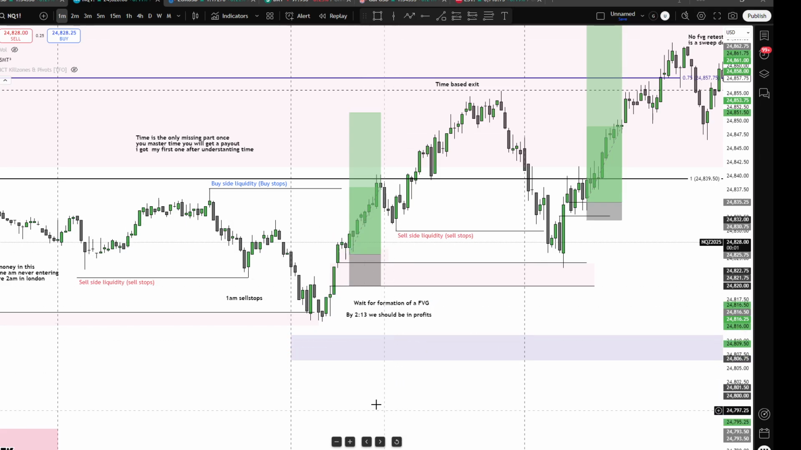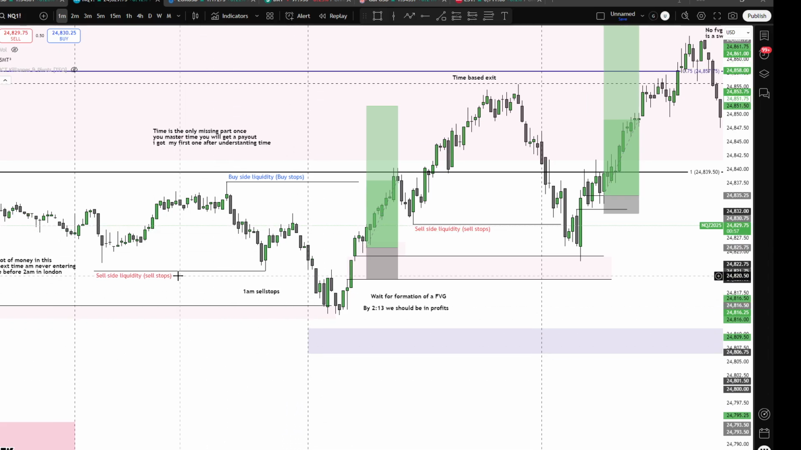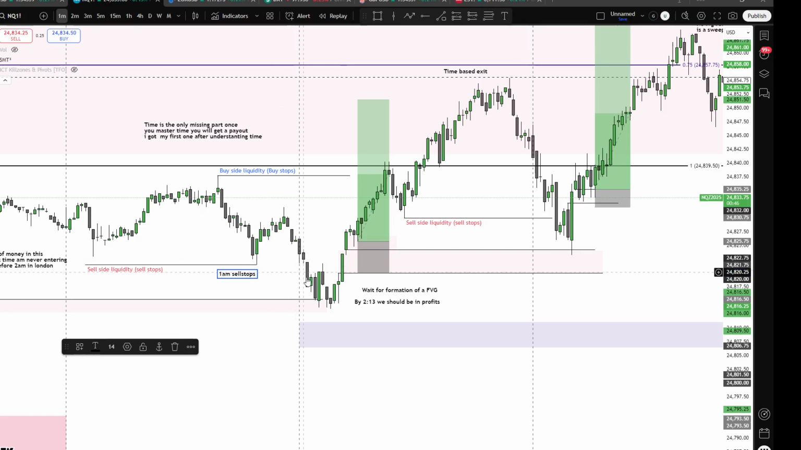Mark that. Between 2 o'clock, you wait for the sweep. This is like the 2022 model: sweep of sell side, 1 a.m. sell stops, market structure shift, fair value gap, long, target buy side.